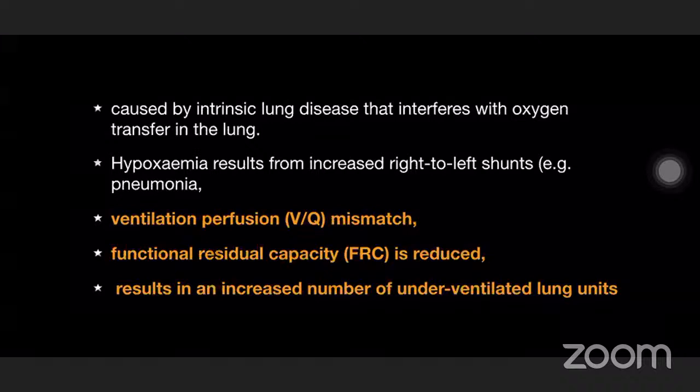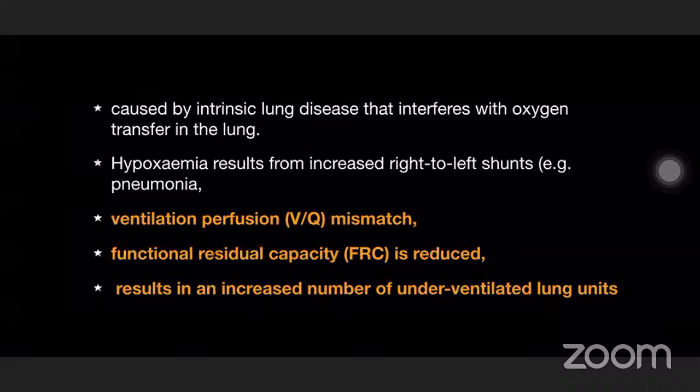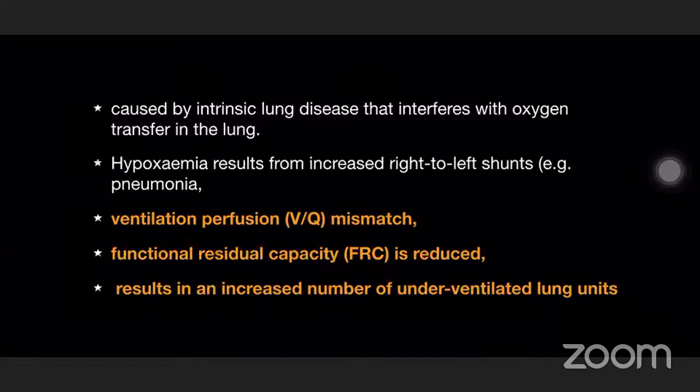So what happens in V by Q mismatch is that either the part of your lung receives oxygen but there's no blood flow, or if it has blood flow there won't be any oxygen. So this is what is V by Q mismatch. This occurs in type 1 respiratory failure.